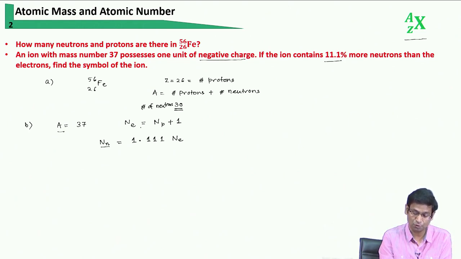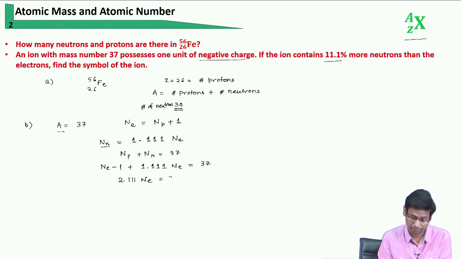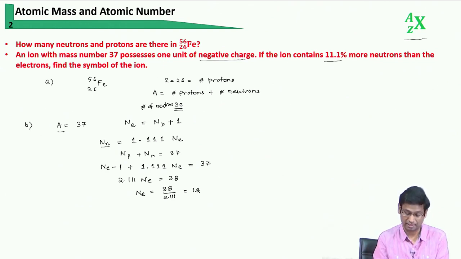If I add the number of neutrons to the number of protons, that means Np plus Nn is 37, but I know Np is Ne minus 1 and Nn is 1.111 Ne. So, this is equal to 37. So, this minus 1 goes to the other side. Therefore, the number of electrons becomes 38 divided by 2.111, which, if you do it, you will get 18. So, that means it has 18 electrons.